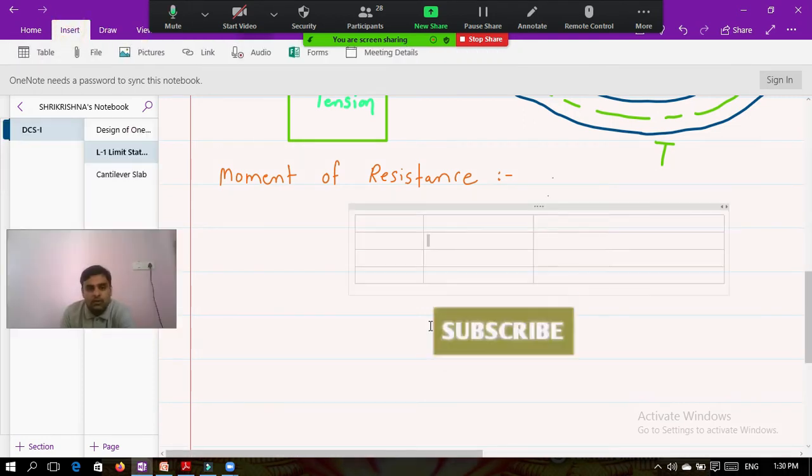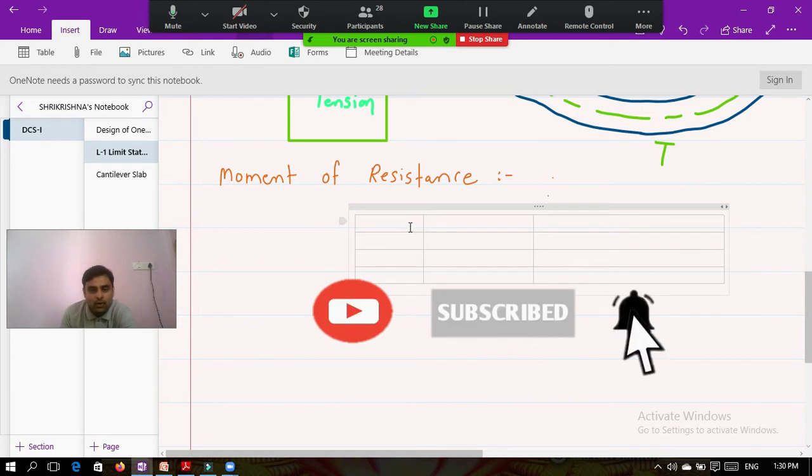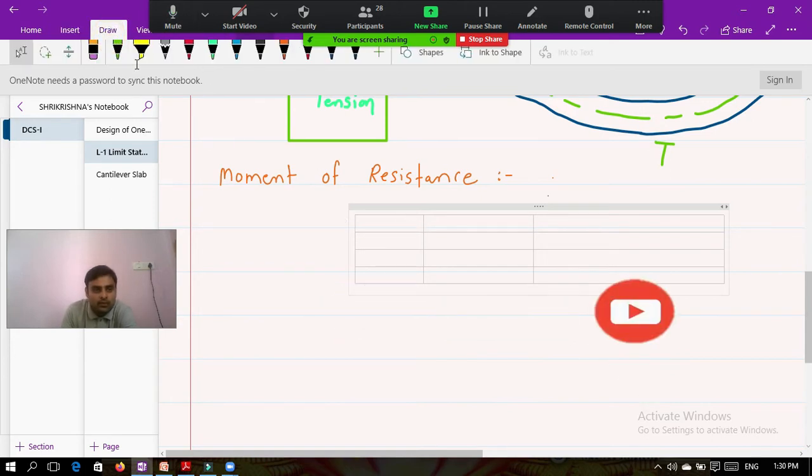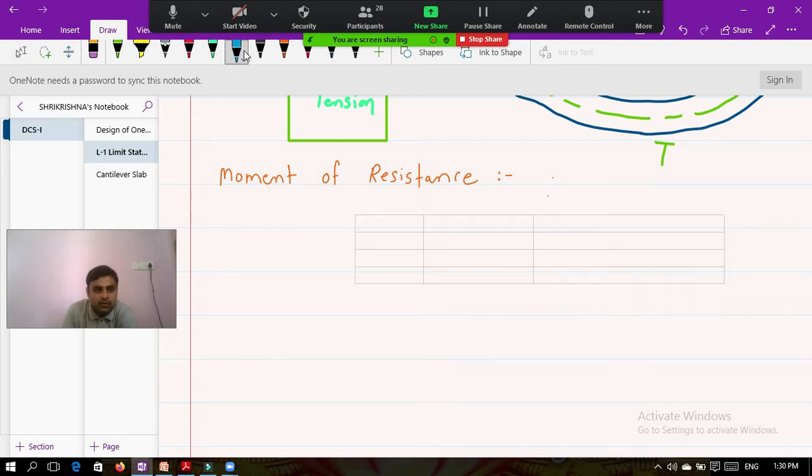Now for that, I will draw one table over here. So this is our table. I will give headings over here. First, in this table, I will write grade of steel. Then here it is the XU max value, the maximum depth of neutral axis. And then here the moment of resistance value, also called the limiting moment of resistance or limiting moment, MU limiting.